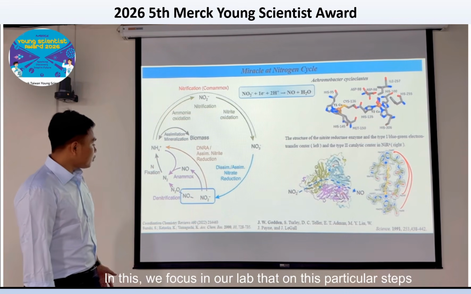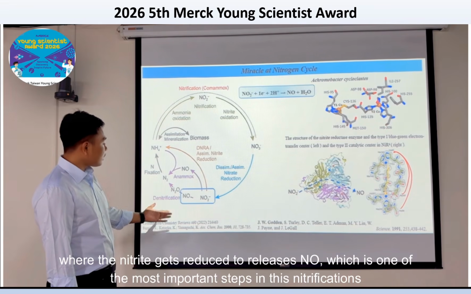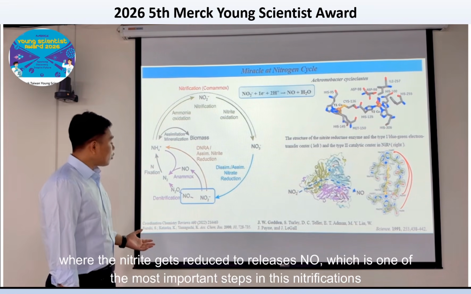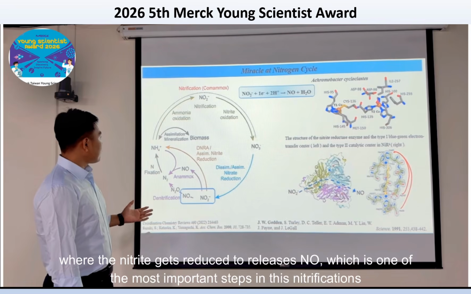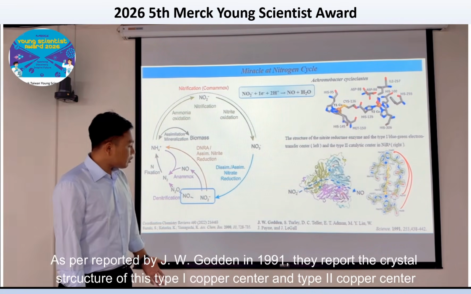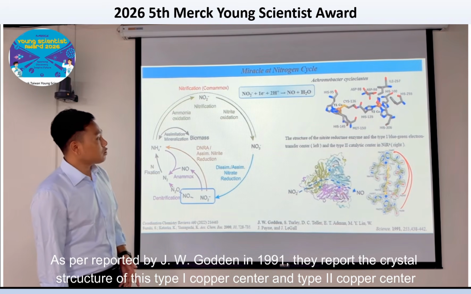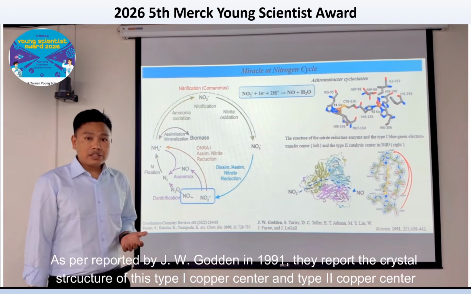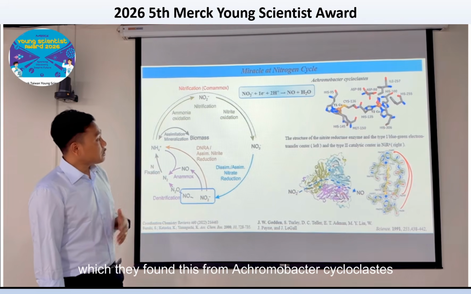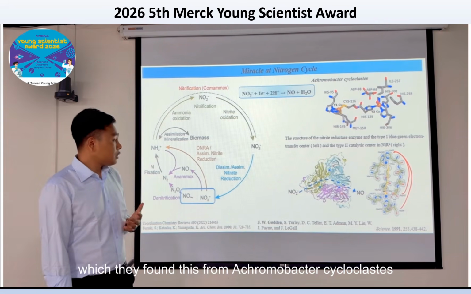In our lab, we focus on the particular step where nitrite gets reduced to release NO, which is one of the most important steps in nitrification. As reported by J.W. Golden in 1991, they reported the crystal structure of the type 1 copper center and the type 2 copper center, which they found in the ectodermal vector and cyclotest text.